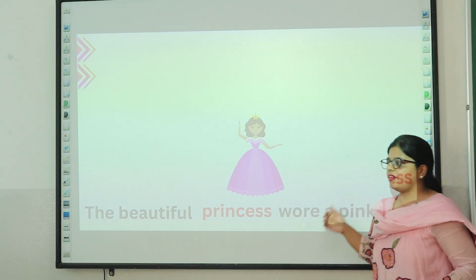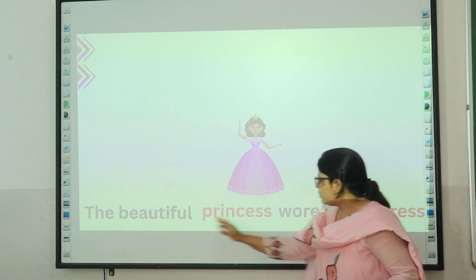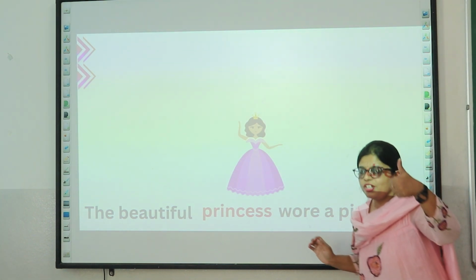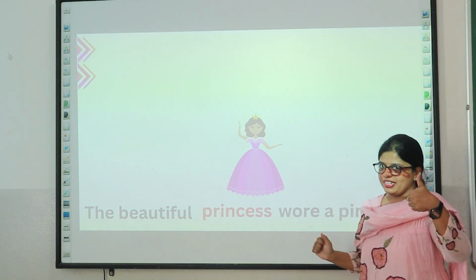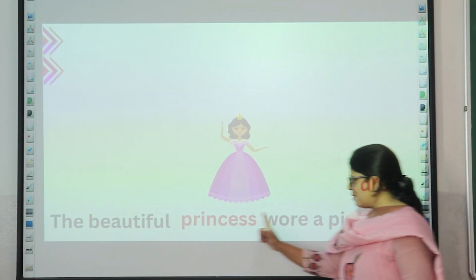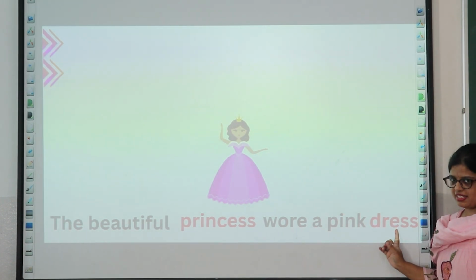Let's go with further examples. The beautiful princess wore a pink dress. What is the first rule? The first rule is we have to identify the noun. Here the nouns are princess and dress.